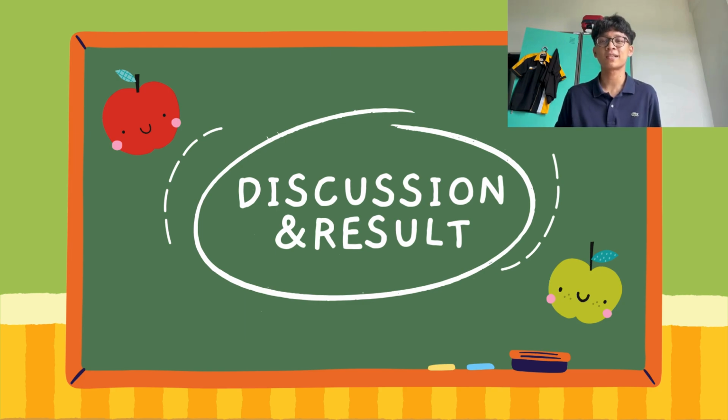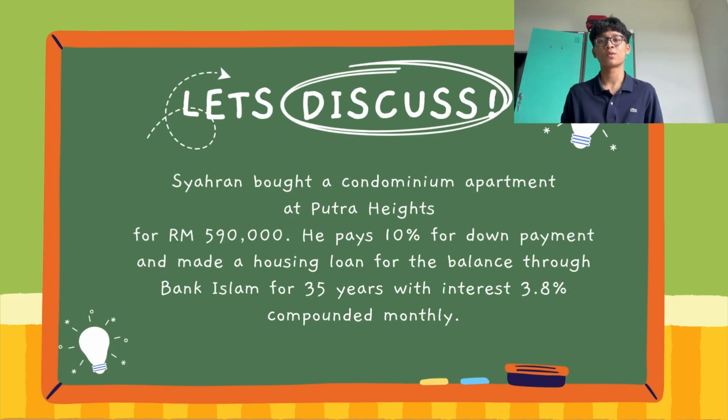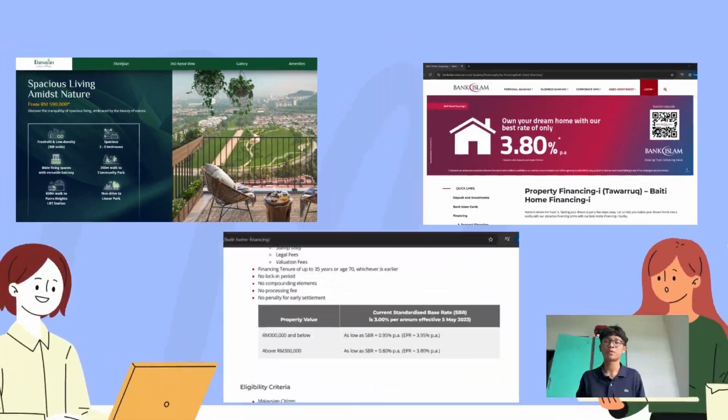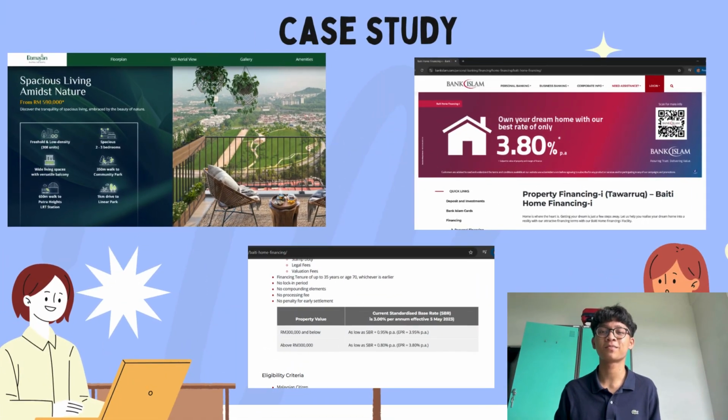Next, I will be discussing a problem related to annuity, and I will be showing you guys the final result. So let's discuss. Shahran bought a condominium apartment at Putra Heights for RM590,000. He pays 10% for down payment and made a housing loan for the balance through Bank Islam for 35 years with interest of 3.8% compounded monthly. So this is our case study.